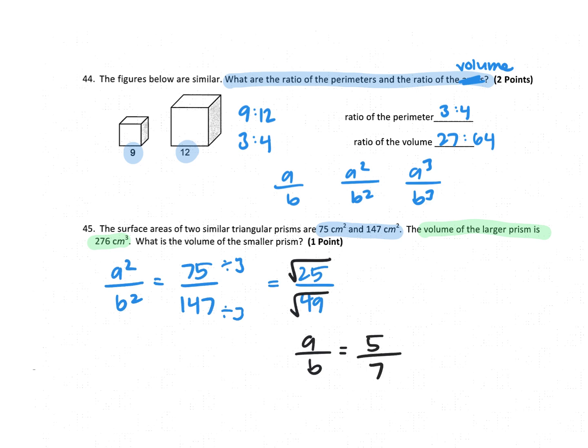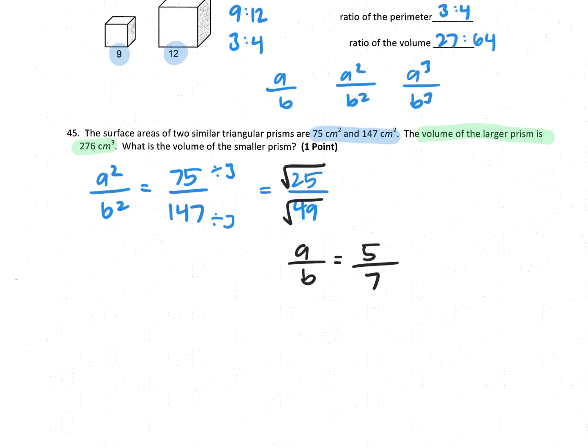Now that I know A over B, what I actually want to solve for is volume. So the ratio that I actually need is A cubed over B cubed. And for us, that would be 125 over 343.